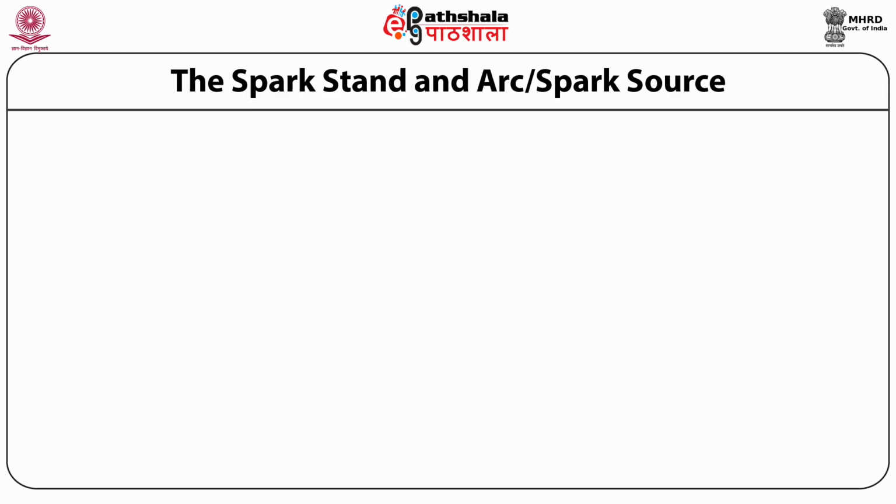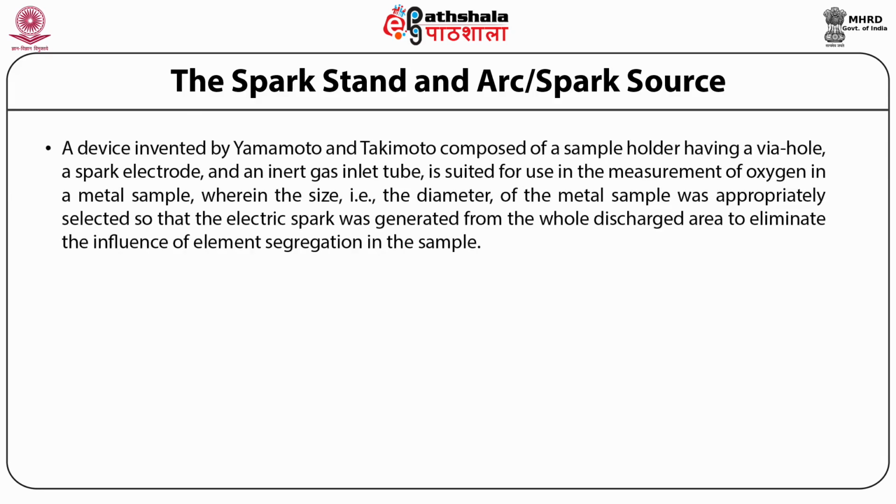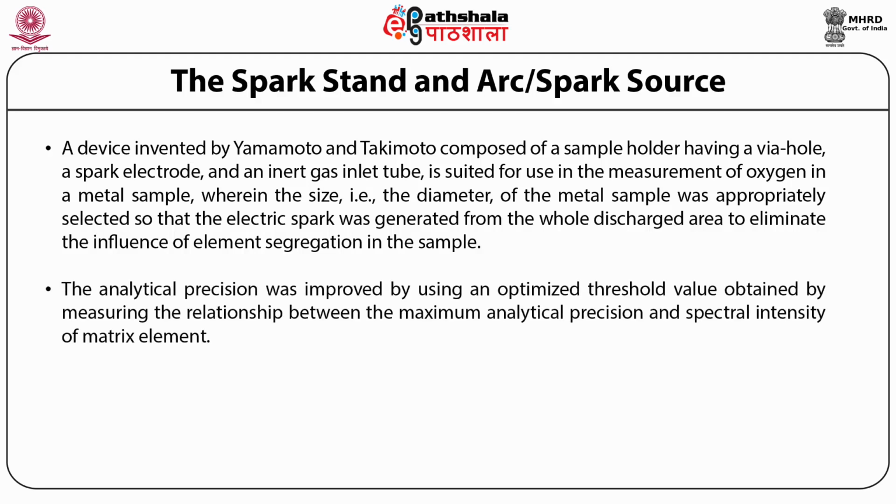There were some devices invented by Yamamoto and Takimoto composed of a sample holder having a via hole, a spark electrode and an inert gas inlet tube, which is suited for use in the measurement of oxygen in a metal sample, wherein the diameter of the metal sample was appropriately selected so that the electric spark was generated from the whole discharge area to eliminate the influence of element segregation in the sample. The analytical precision was improved by using an optimized threshold value obtained by measuring the relationship between the maximum analytical precision and spectral intensity of the matrix element.